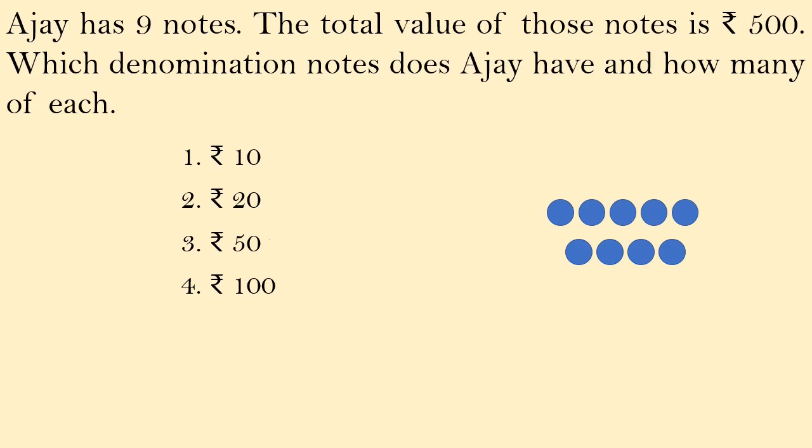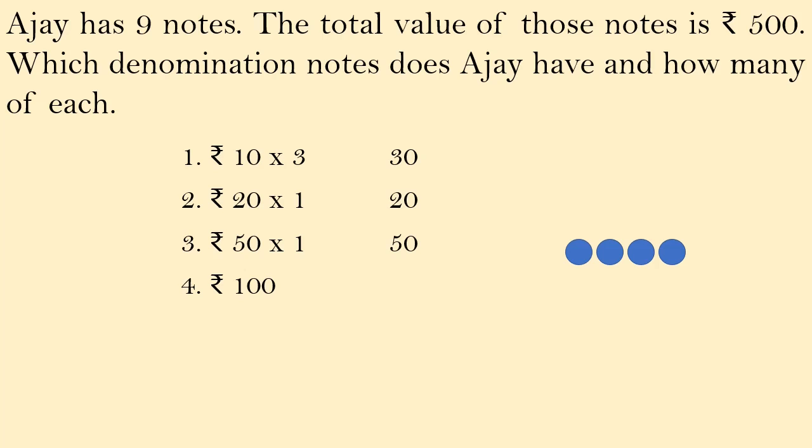Okay. Now I am taking 3 notes of 10. That means 3 tens are 30. So I'll take out 3 blue circles from there because I have to have 9 notes. Take out 3 circles. I'll take 1 note of 20. I should get 20 into 1 is 20 rupees. I'll take out 1 more circle. I'll take 1 note of 50. The 50 into 1 is 50 rupees.